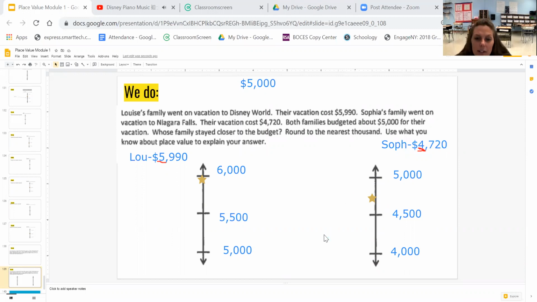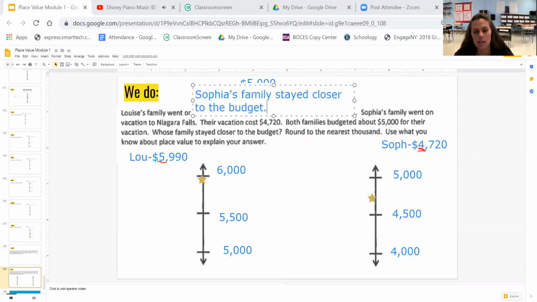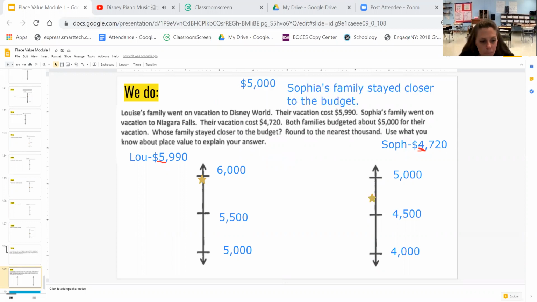So let's take a second on your number line, and I want you to come up with an answer. Which family stayed closer to the budget? Louise's family or Sophia's family? Hopefully you said that Sophia's family stayed closer to the budget. So we need to write our answer statement. Whose family stayed closer to the budget? Sophia's family stayed closer to the budget. Got to make sure we have that answer statement in there, okay?